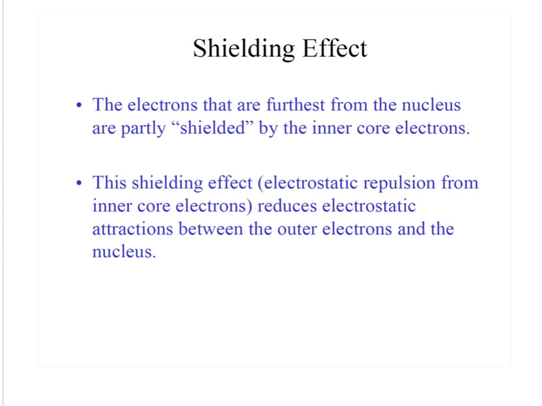All right, the shielding effect. The electrons that are further from the nucleus are shielded by the inner core electrons. And the shielding effect reduces electrostatic attractions between the outer electrons and the nucleus. This description is kind of incomplete, and we'll talk about it later in the lecture. But we know forces of attraction between charged particles decrease as distance increases according to Coulomb's law. The shielding effect further reduces this force of attraction on outer electrons. The shielding effect can also be explained through Coulomb's law as the inner core electrons are exerting a repulsive force on the outer valence electrons.